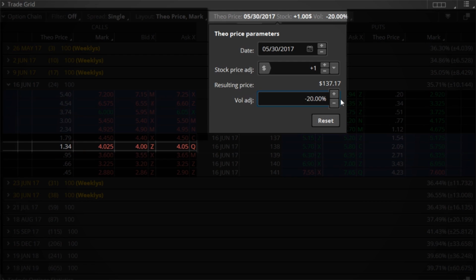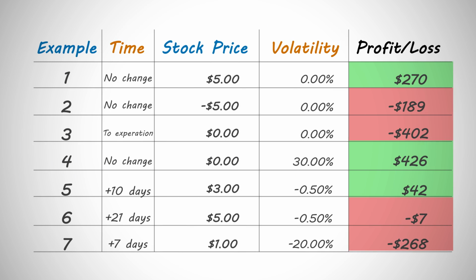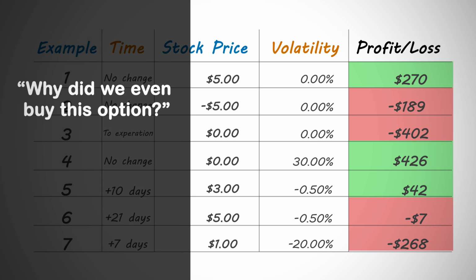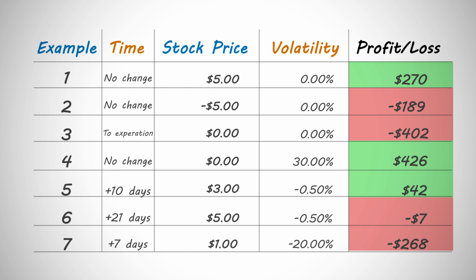resulting in a huge loss. Looking back at the option, as it turns out, in most of these situations, we ended up losing money even though we called the direction of the stock correctly. If we would have just bought the stock, we would have been better off. So you might be thinking, why did we even buy this option? And my answer to that is, exactly. We bought the option in all of these situations.